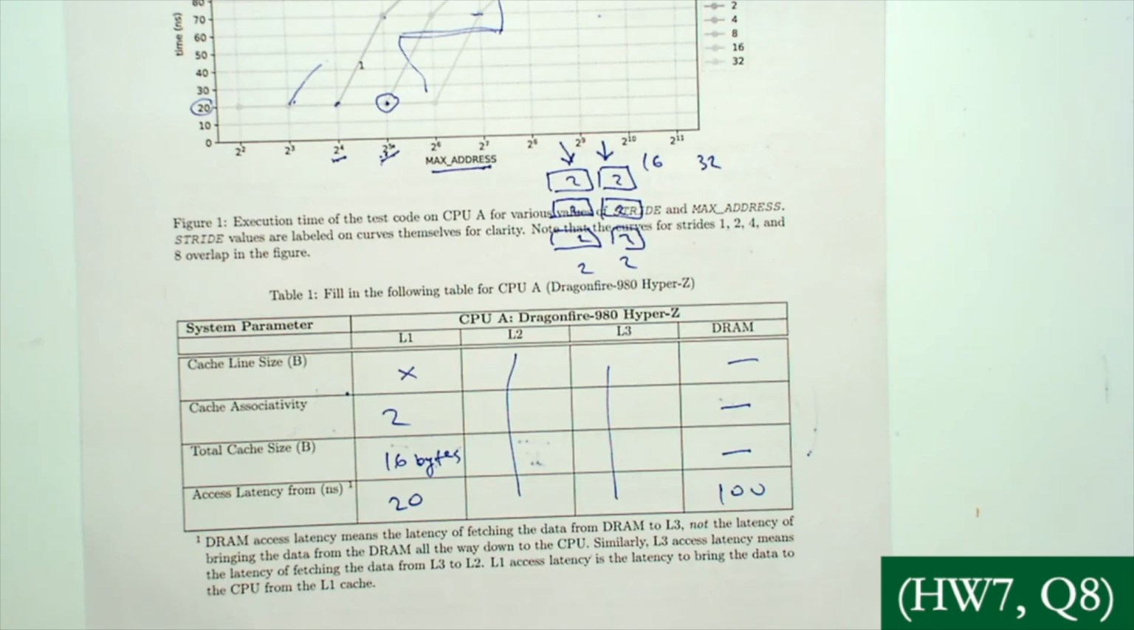Sure. It could be a very big cache. Yeah, that would also be better. Okay. Because then, like what we said for DRAM, 100 would be in L2. Yes.